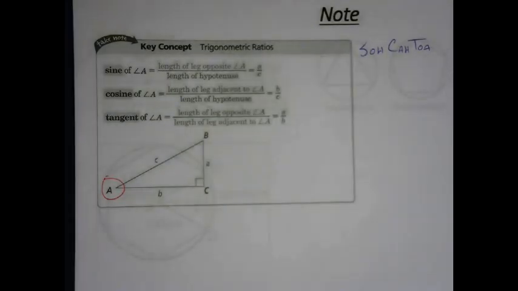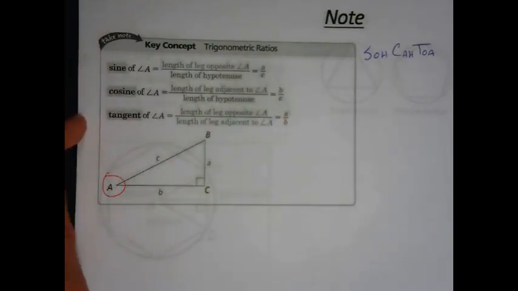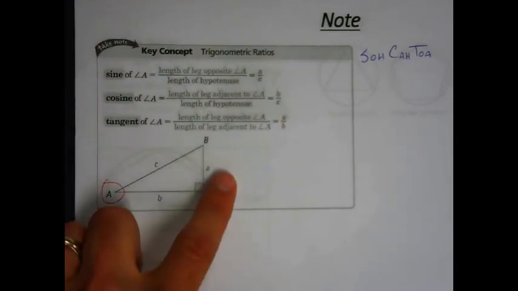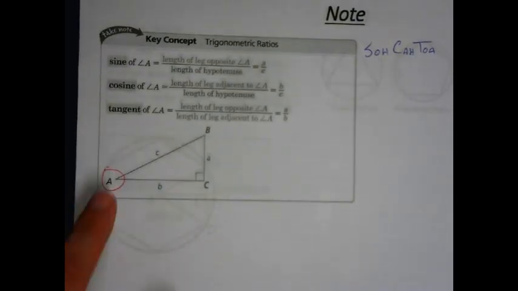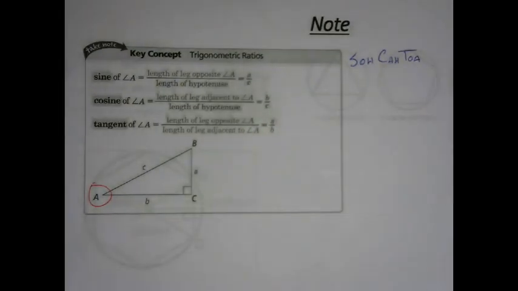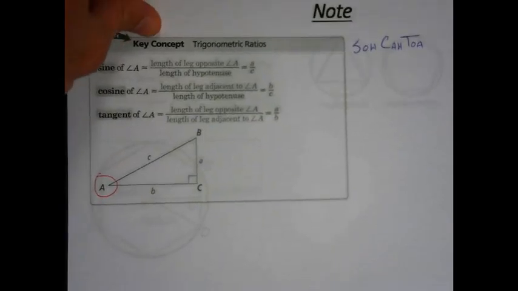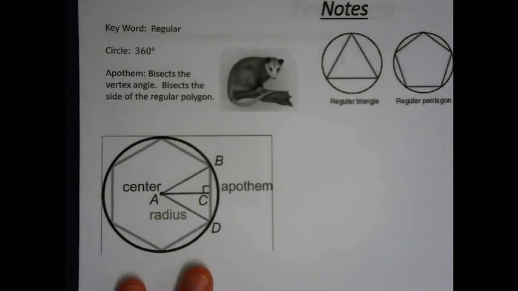We have, remember, the trigonometry ratios with sine and cosine and tangent. Sine being the opposite over the hypotenuse, cosine being the adjacent leg over the hypotenuse, tangent being the opposite over the adjacent, and remember Chief SOHCAHTOA. And so we're going to recall that along with a couple other things from our notes on regular polygons.